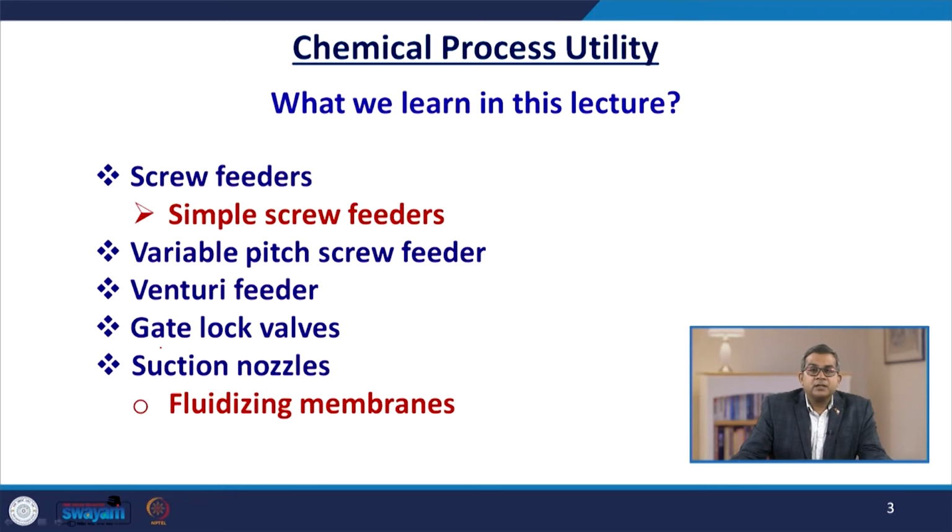Now, in this particular lecture, we are going to discuss the screw feeders under the edges of simple screw feeders. We will discuss the variable pitch screw feeders. We will discuss the Venturi feeders, gate lock valves. We will discuss the suction nozzles, and at last we will discuss the fluidizing membranes.